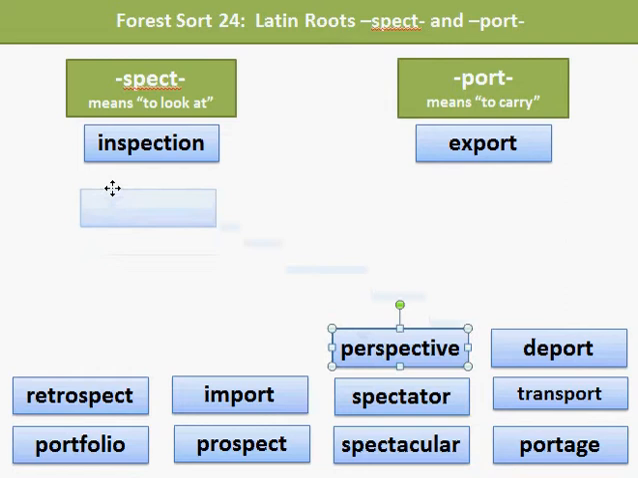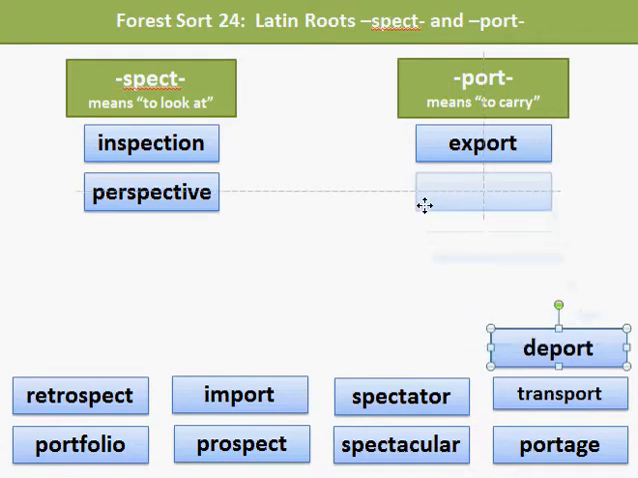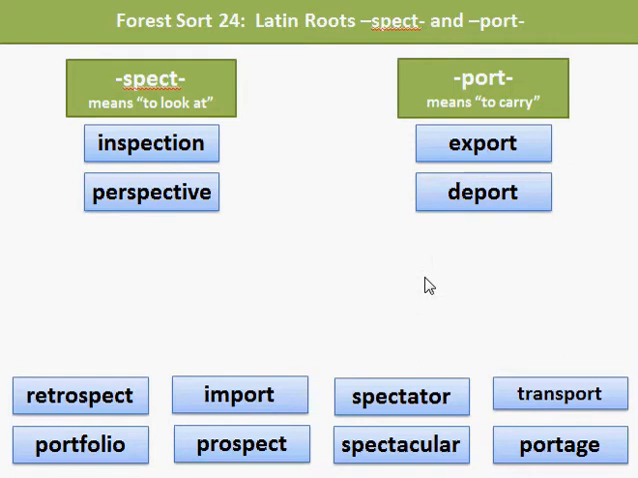Perspective has the root spect, meaning to look at, and if you get perspective, you get a different way of looking at something. A character's perspective in a book is how that character looks at that same scene. Deport, de, means out of, and port, of course, is to carry, and so to deport someone is to carry them out or send them out from an area.